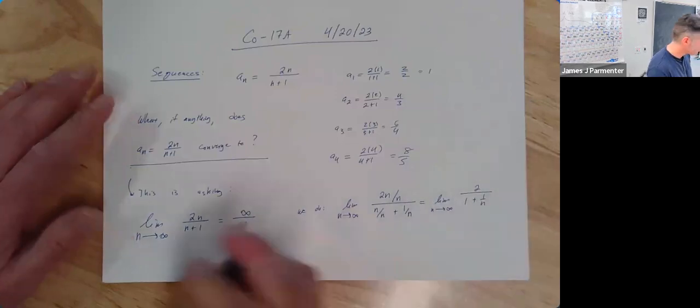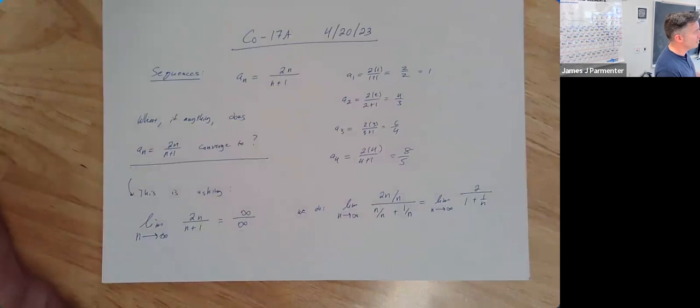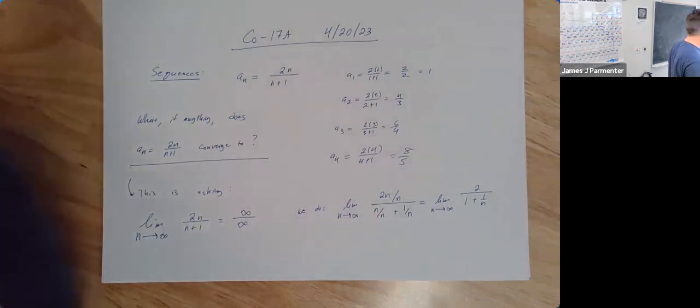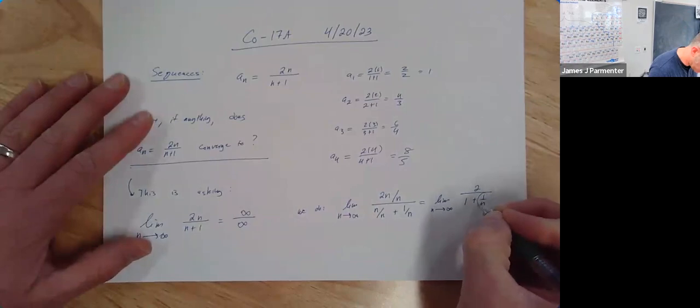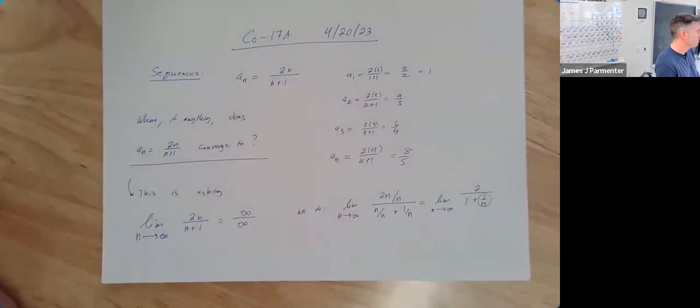And here's something that's going to come up all the time when we talk about limits or sequences converging. As n gets really, really exceptionally large, what happens to 1 divided by n? Does it get big or does it get small? Small. And that happens all the time.